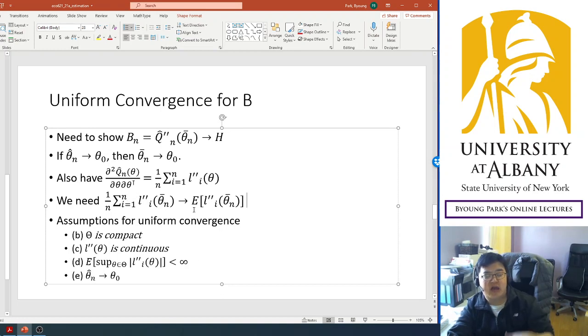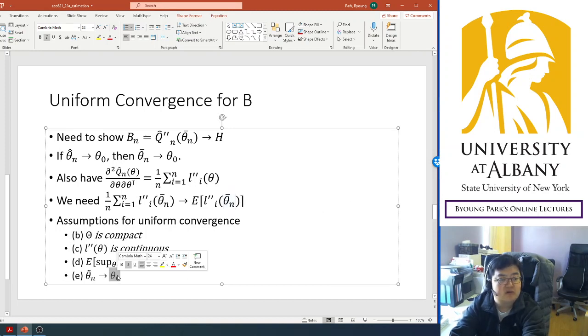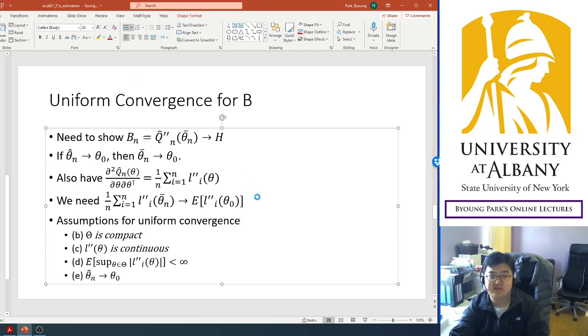So as theta converges to something and the sample average converges to something, they must converge together. It's a typo. We need this. This is what we need. So theta bar and the sample average must converge at the same time. Theta bar converges to theta 0, and the sample average converges to the population average, the population mean. This is the idea of uniform convergence.